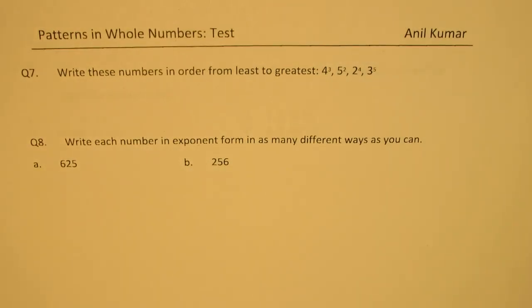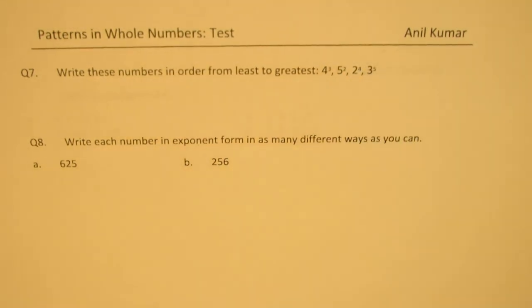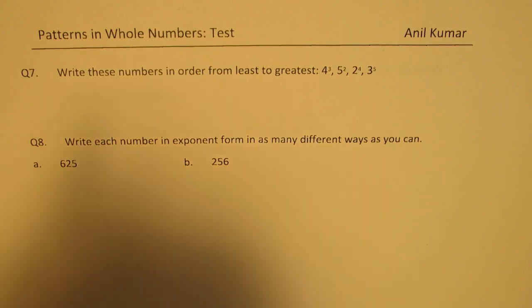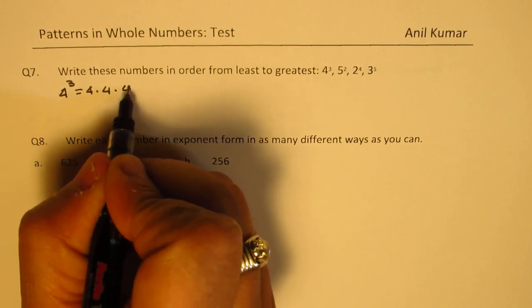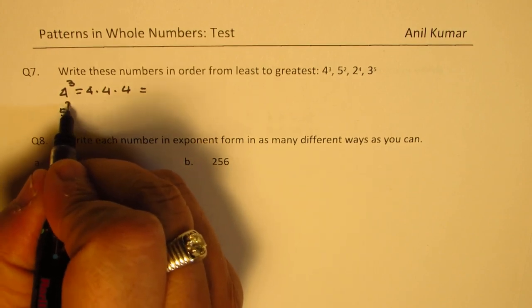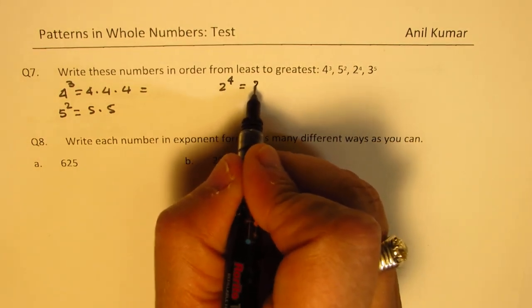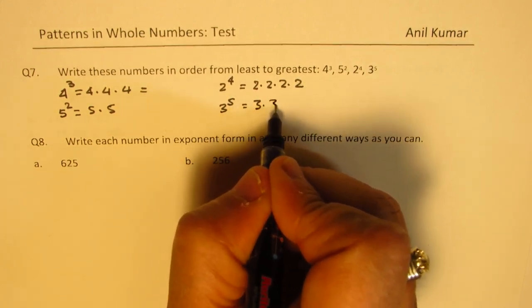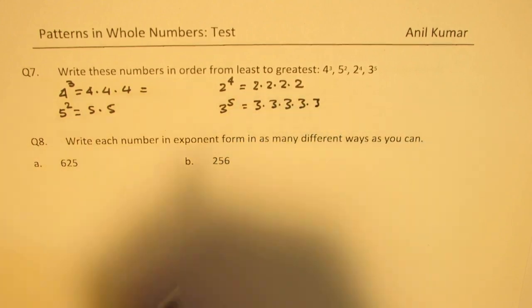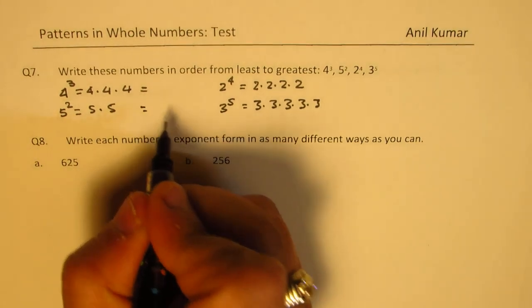Question number 7. Write these numbers in order from least to greatest. 4 cubed, 5 squared, 2 to the power of 4, 3 to the power of 5. Now in this, we don't really have any tricks. Let's just find the value, right? So 4 cubed is 4 times 4 times 4. 5 squared is 5 times 5. 2 to the power of 4 is 2 times 2 times 2 times 2. And 3 to the power of 5 is 3 times 3 times 3 times 3 times 3. You need to calculate these values. And once you calculate, then you can easily answer this question, right?